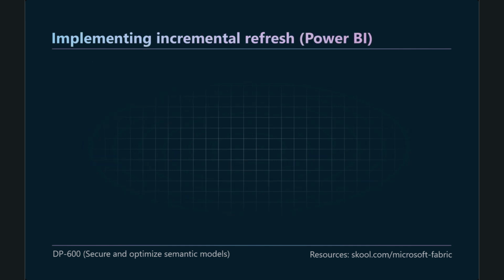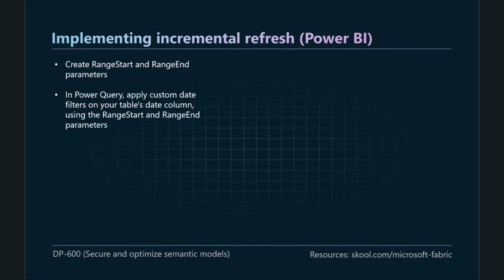So let's just have a look at how we can implement incremental refresh. It starts by creating two parameters called RangeStart and RangeEnd. And they must be called RangeStart and RangeEnd. These are reserved keywords for these parameters. And then in your Power Query, you're going to be wanting to apply some custom date filters to filter the data based on that table's date column to keep only the range between the RangeStart and the RangeEnd.